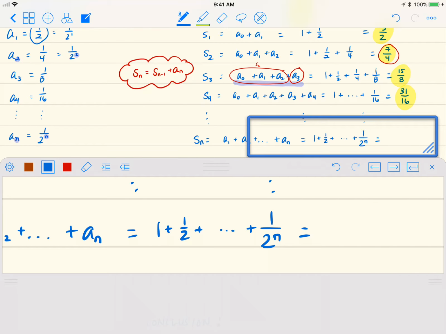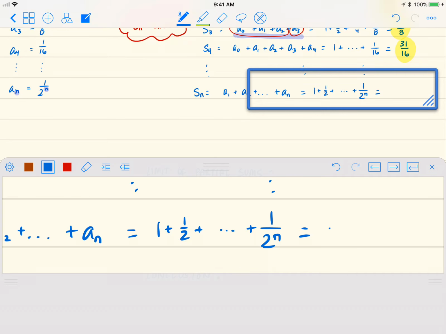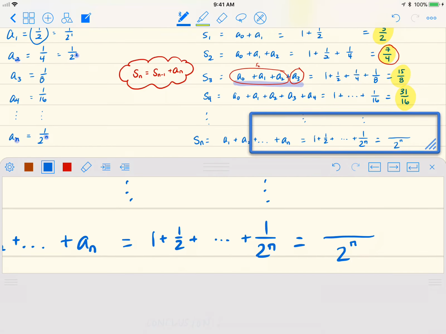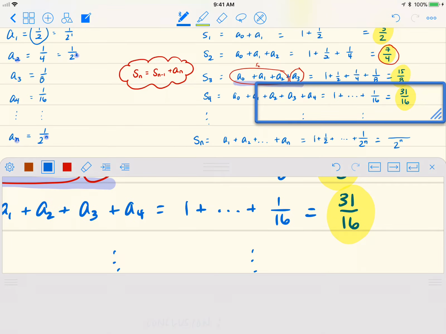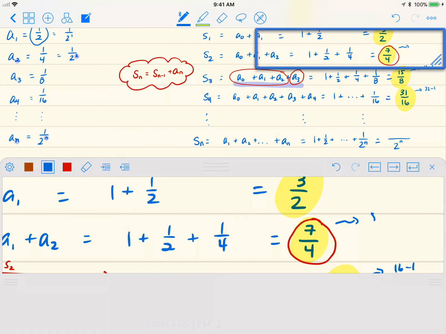What is the pattern? The denominators are all powers of 2. So in the denominator, we'll have 2 to the n. And the numerator, do you see that it is 32 minus 1? 16 minus 1. 8 minus 1.